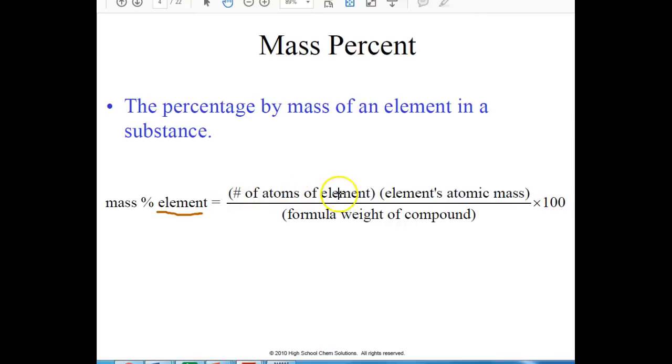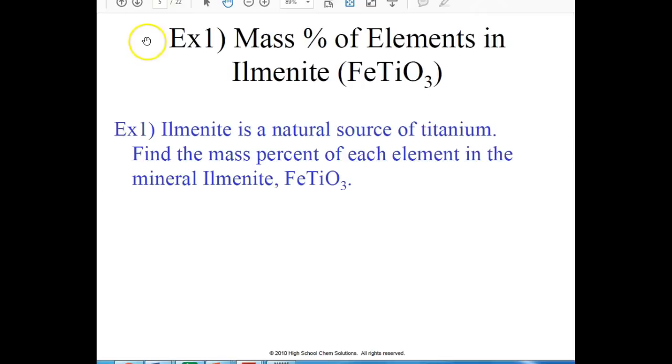The mass percent of some element, so this could be any element, and you'll just insert whatever element it's asking you about, in a compound is equal to the number of atoms of that element in the compound, so this right here is going to be a whole number, times the element's atomic mass, and that's going to come from the periodic table. And then you're going to divide by the total formula weight of the whole compound. Okay, and then you'll, of course, multiply by 100 since we're looking at a percentage. Okay, so let's look at an example problem. Ilmenite is a natural source of titanium.